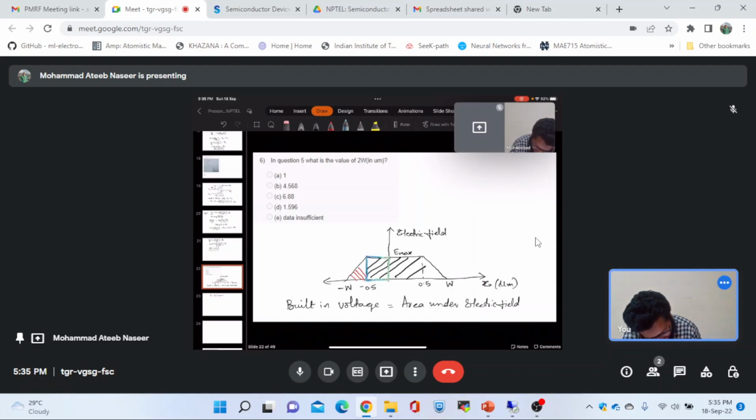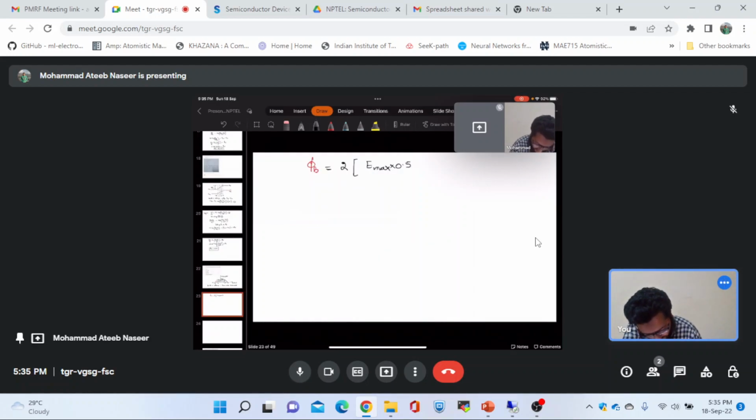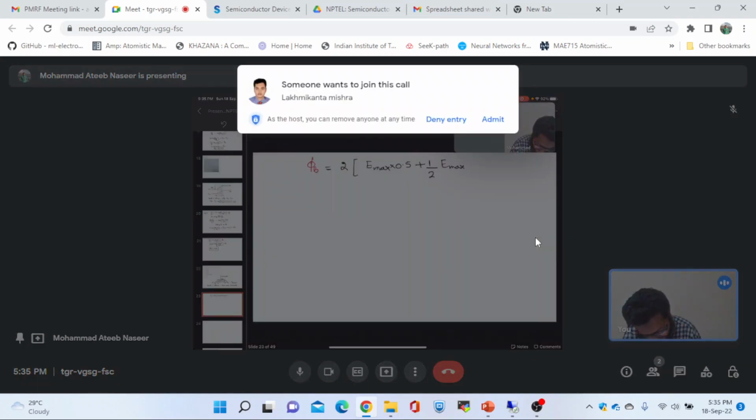This thing I am taking is symmetric with this thing. My drawing might not be perfect, and this thing I will be taking. So this will be simply 1/2 of base, that is E max is the altitude, and this is the base, W minus 0.5.